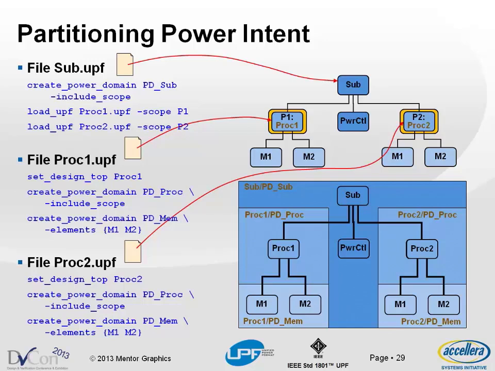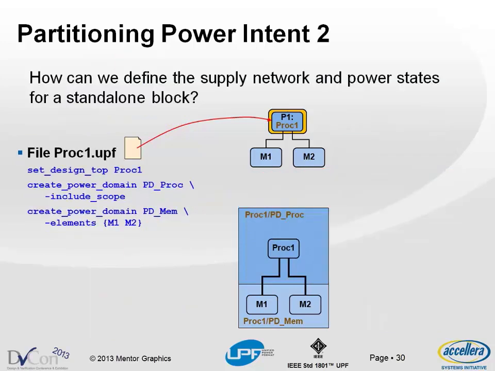But this isn't sufficient for hierarchical composition of UPF because it only works when I have everything done already. What happens if I only have this subblock, proc1, and I don't know that it's going to be used in the sub system or in some other system? How do I describe the power intent for this block in such a way that it can be reused in lots of different contexts without my knowing what it's going to be used in?